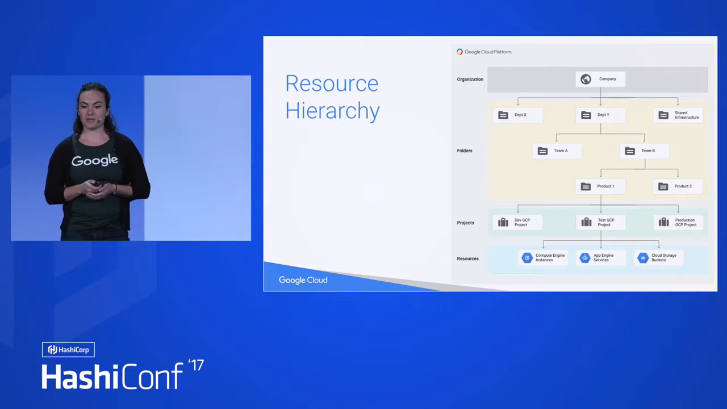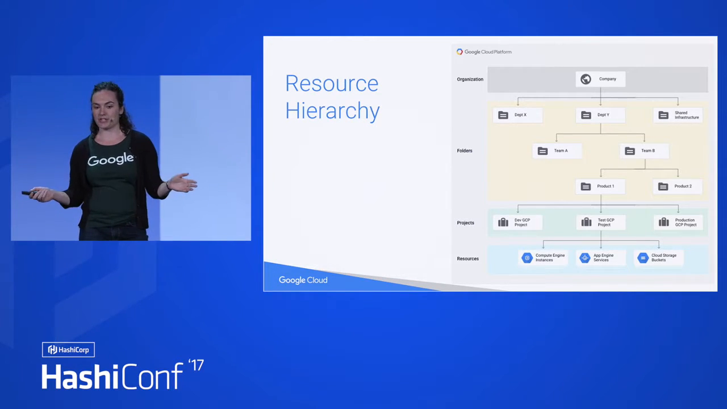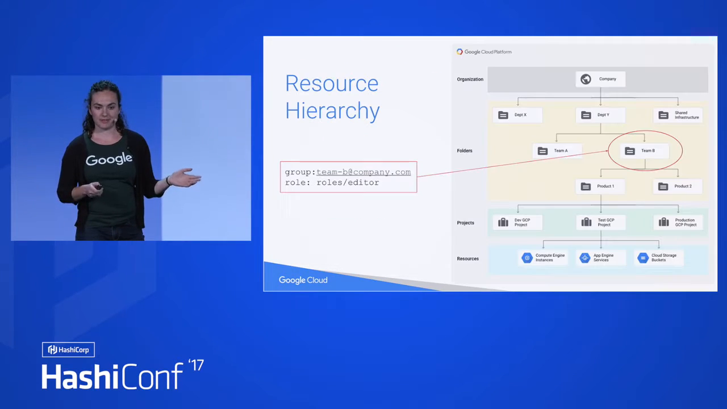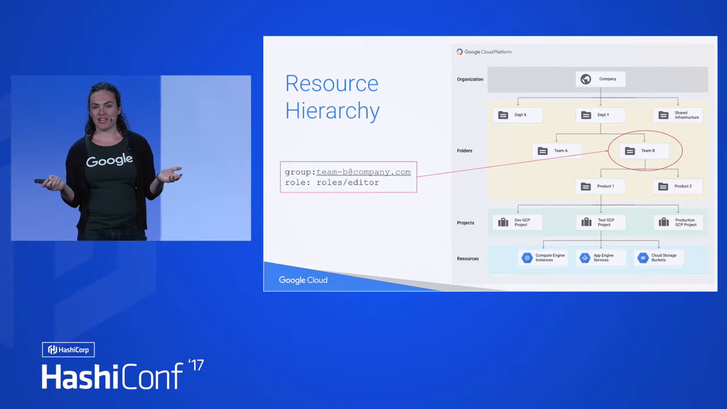So if you have your team called Team B, and you want to make sure that they have edit access to any resource that's created underneath it, I don't know why this is happening. Team B, you take that Google group that corresponds to that team, and you give it the IAM policy of editor, and then everybody that's in that Google group has access all the way down the chain.